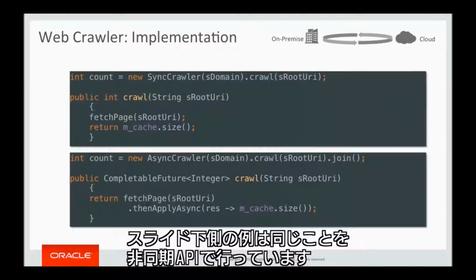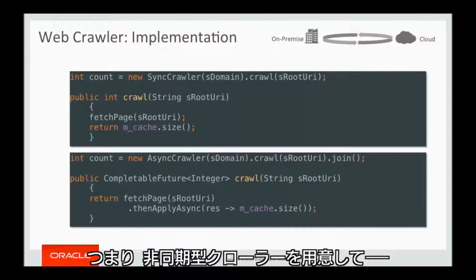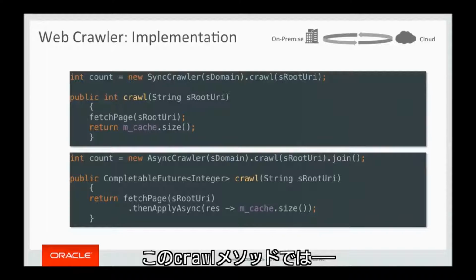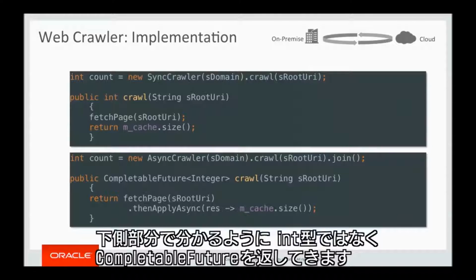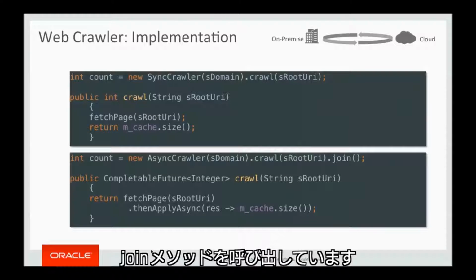The bottom example is the same thing implemented using the async API. So we're creating an async crawler. We're also calling the crawl method with the root URI. And the only difference here is that this crawl method, which as you can see below returns a CompletableFuture instead of int, we're calling join on, because we want main to block until this crawler completes.